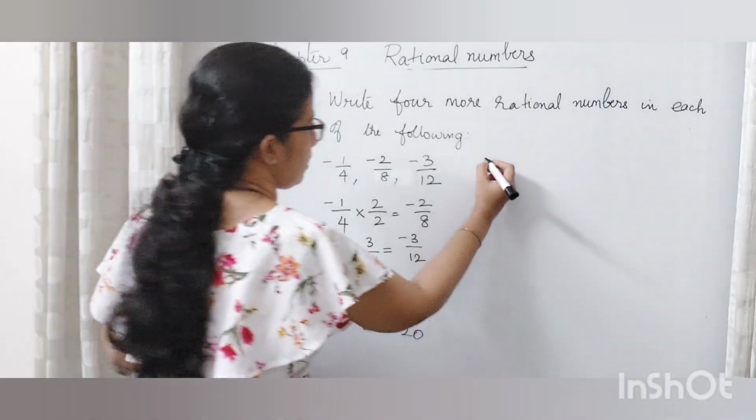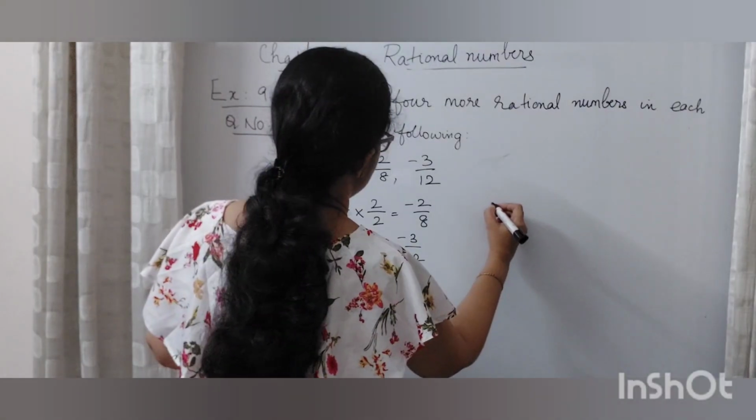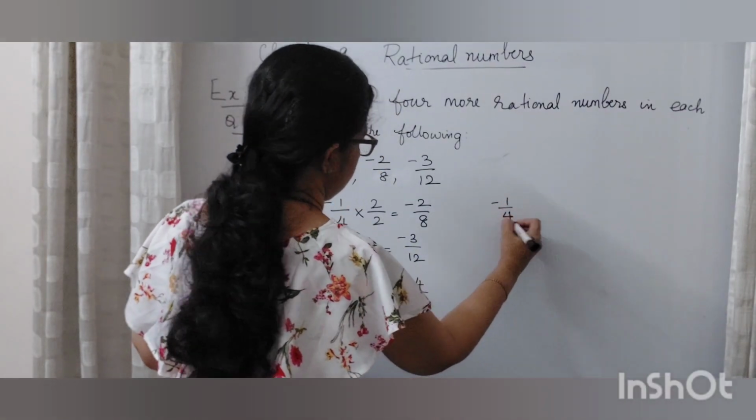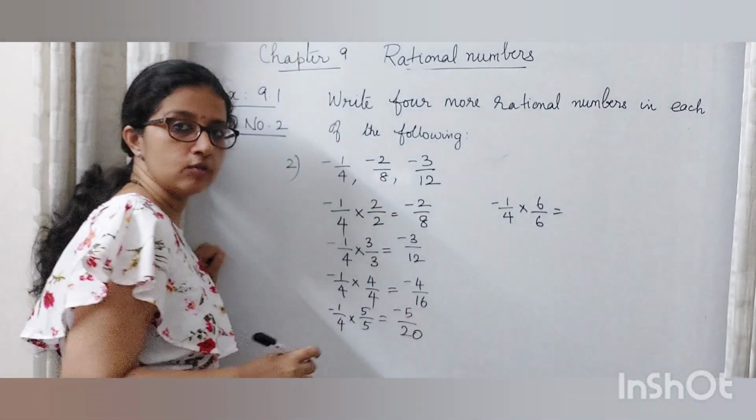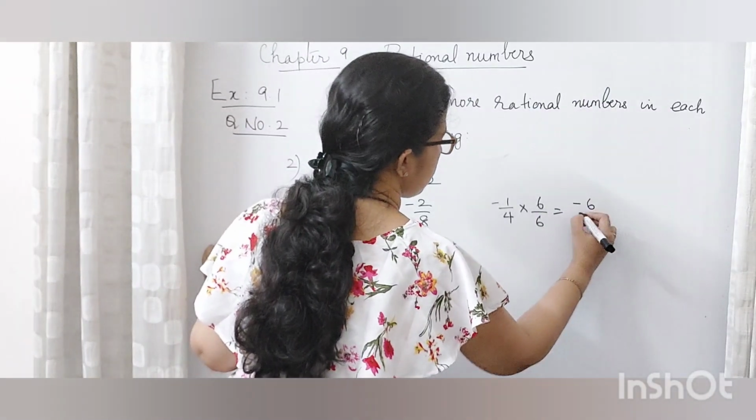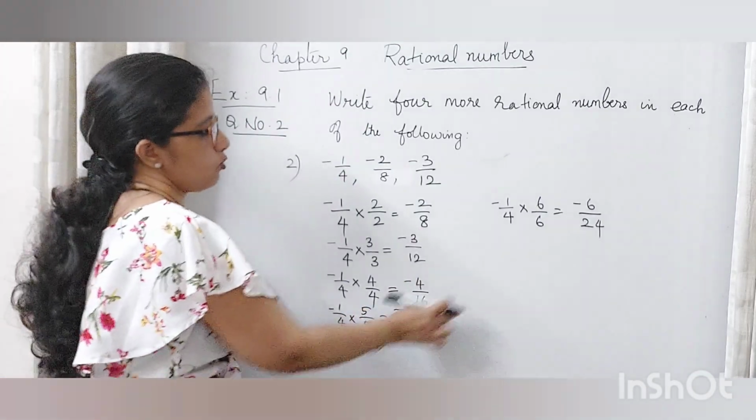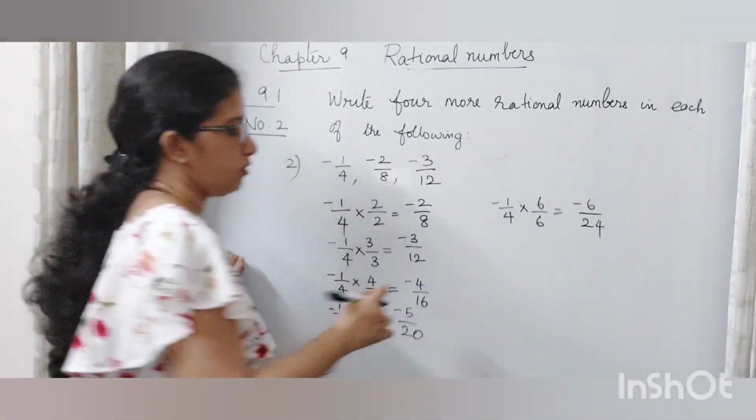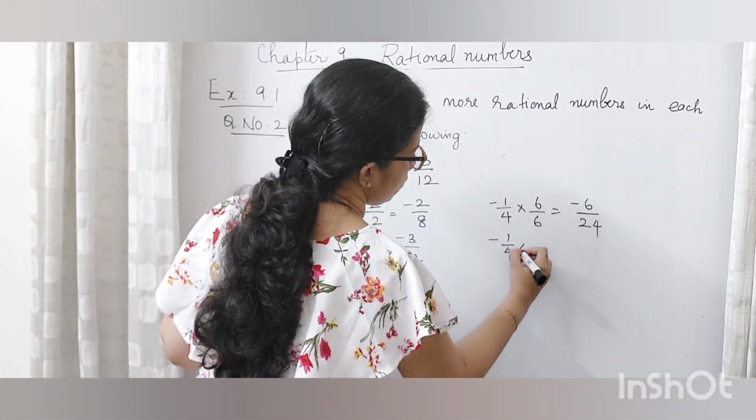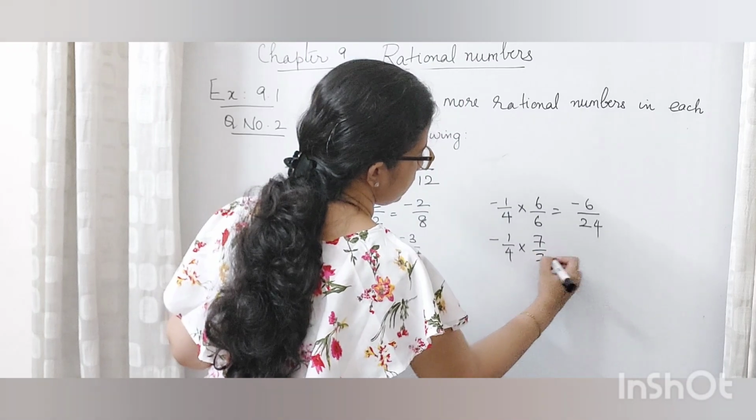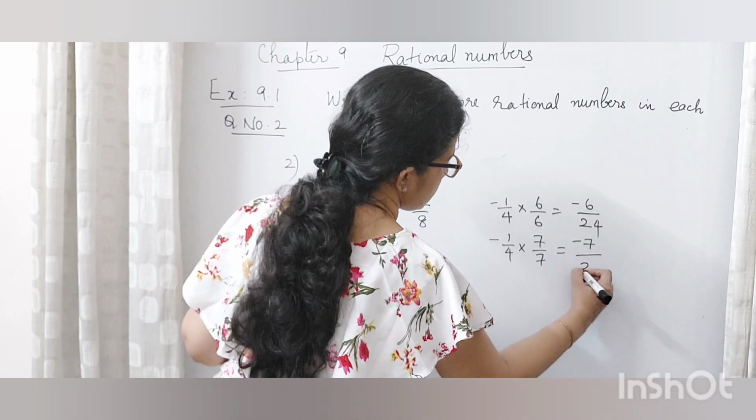Similarly, minus 1 by 4 into 6 by 6, if you do it, you will get the answer minus 6 by 24. So how many did we get? 1, 2 and 3. Now we need 1 more. So what should we do? Minus 1 by 4 into 7 by 7, if we do, you will get minus 7 by 28.